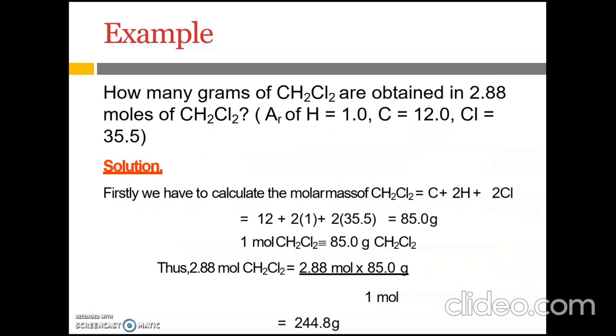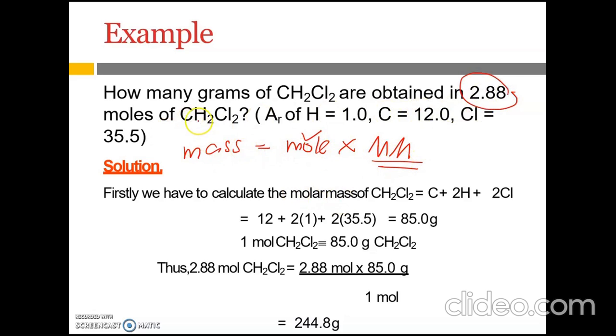So next, okay, how many gram of CH2Cl2 are obtained in 2.88 mole of CH2Cl2? So dia dah ada mole, kita dah dapat mole, kita nak mass. So sama konsep tadi. Okay, kita nak mass. So mass is equal to mole times molar mass. So mole kita dah ada dalam soalan, which is 2.88. So kita nak tahu molar mass. Macam mana nak calculate molar mass?